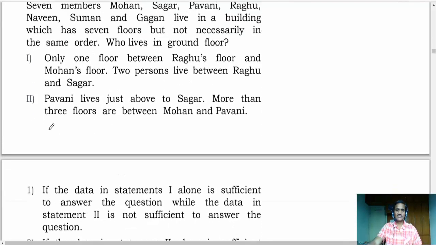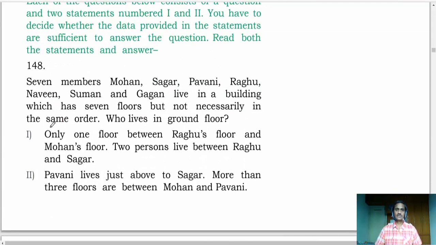it is based on data sufficiency. 7 members live in a building which has 7 floors. 7 persons live on 7 different floors, 1, 5, 4, 3, 2, 1. 7 different floors of a building. Then who lives on the ground floor?